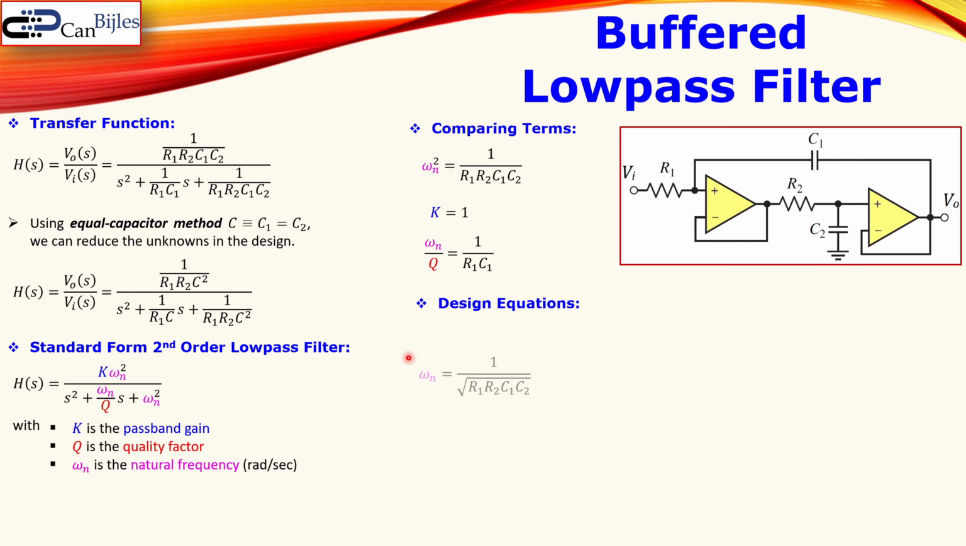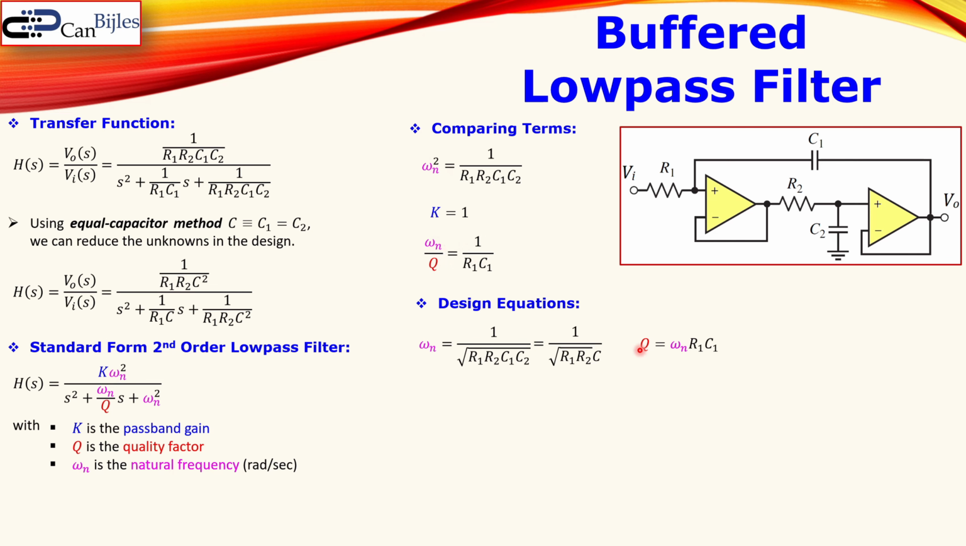Now the design equations, which are of course the important parts. Now the omega n can be calculated by taking the square root of the left and right hand side, which is shown here. If we use C1 is equal to C2, so the equal capacitor method, then our expression will be like so. The Q can be calculated by rewriting this expression, so Q times 1 is equal to omega n times R1 C1, which is shown here.